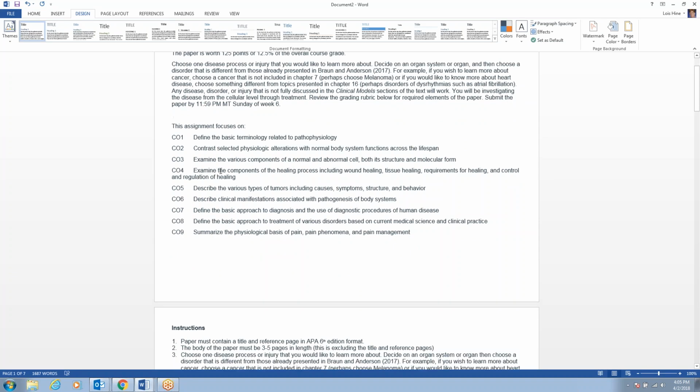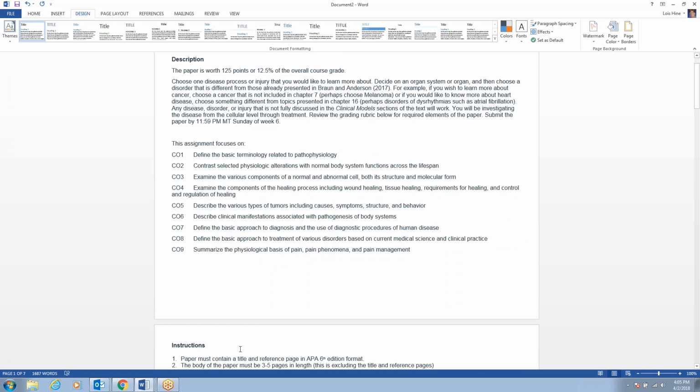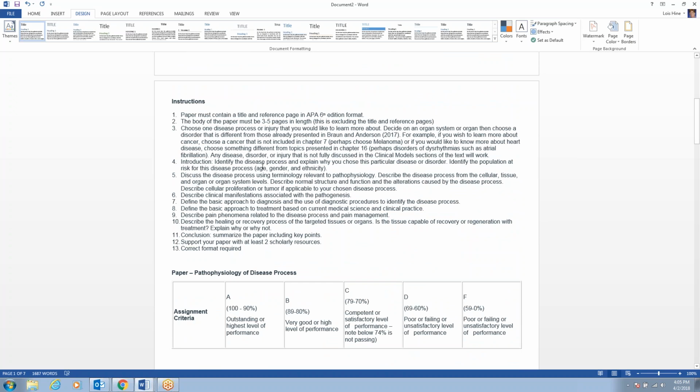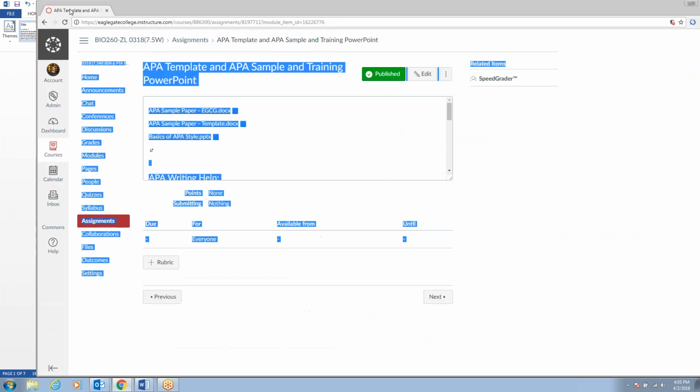This is like your big formative assignment, so it's going to pretty much cover all of your course outcomes. Now, it's a formal paper, so your paper has to have a title page and a reference page, and you have to have it in APA 6th edition format. So if you want to know how to do your title or reference page, we have lovely samples in our courses.